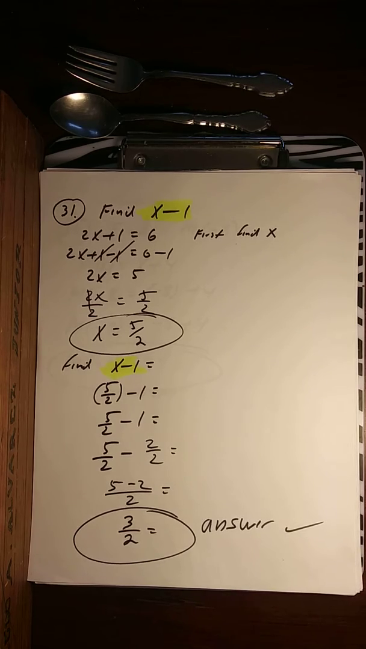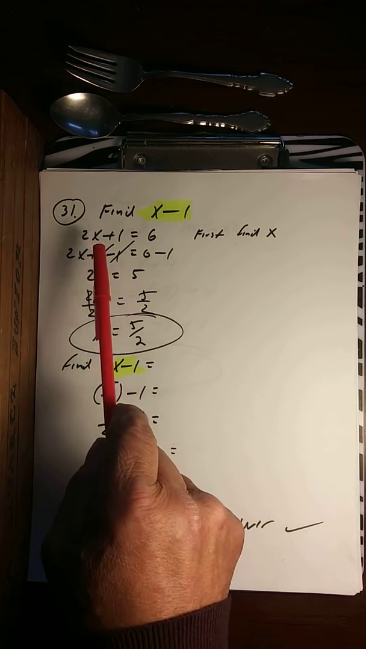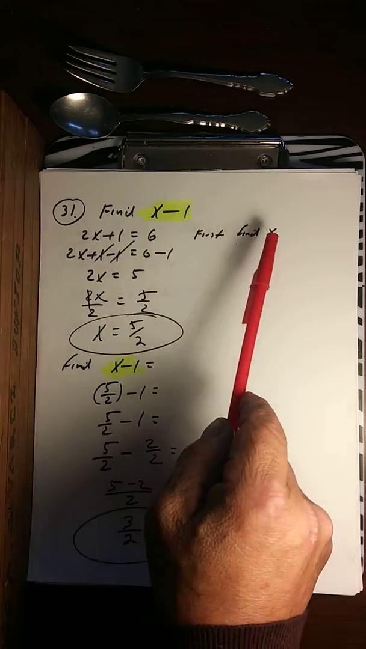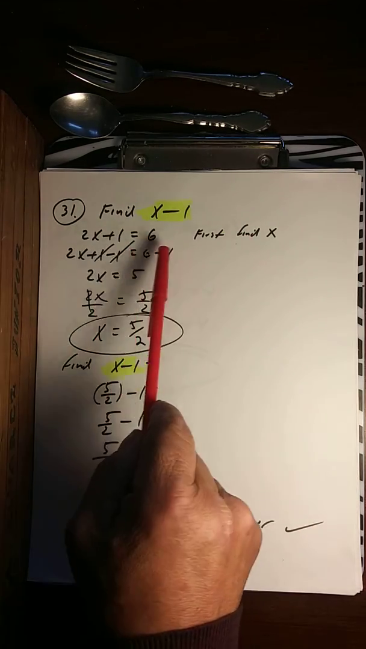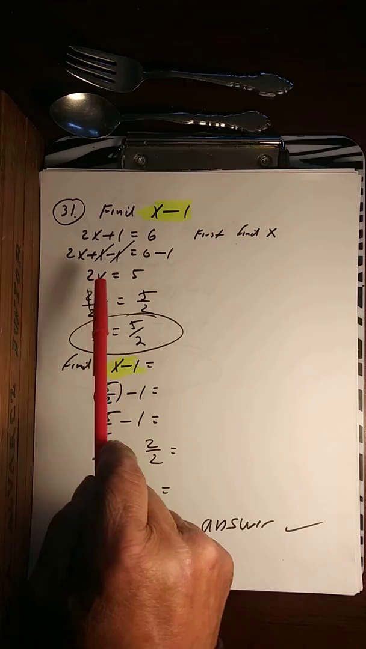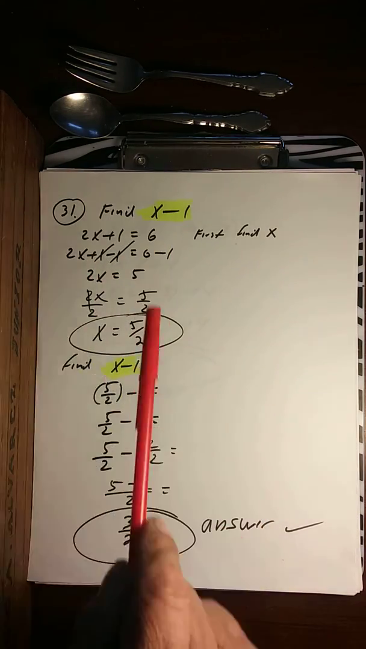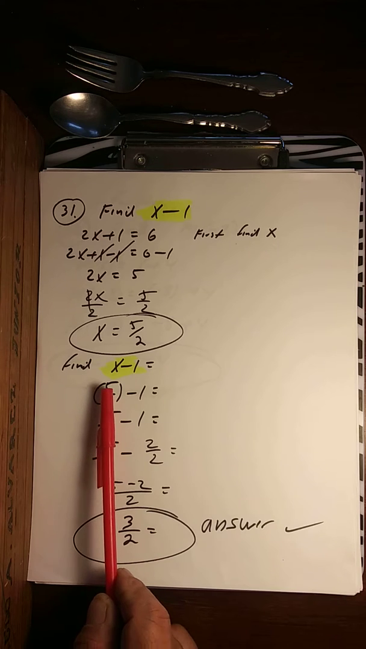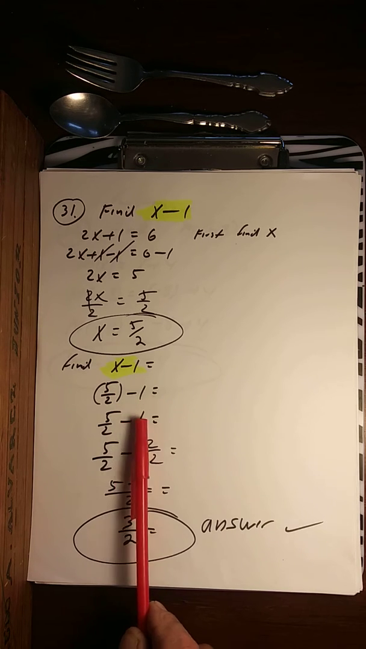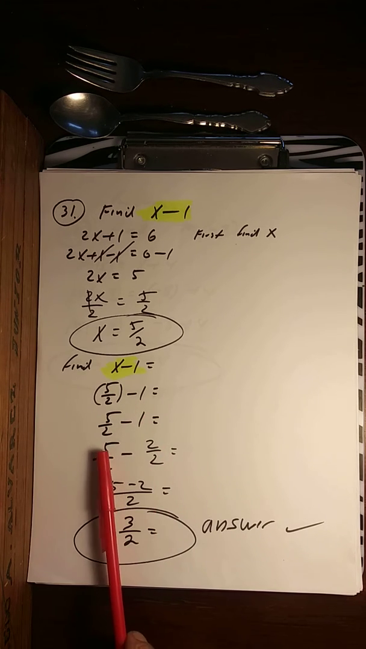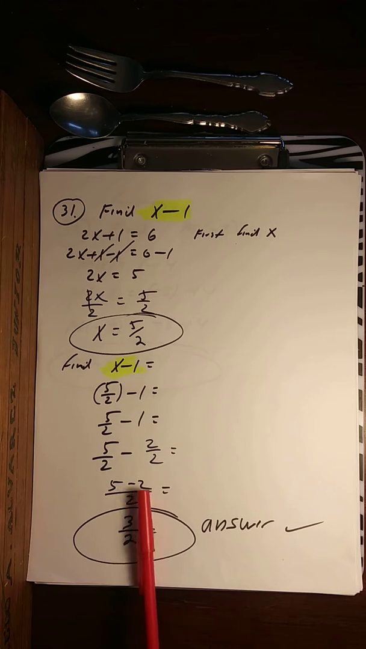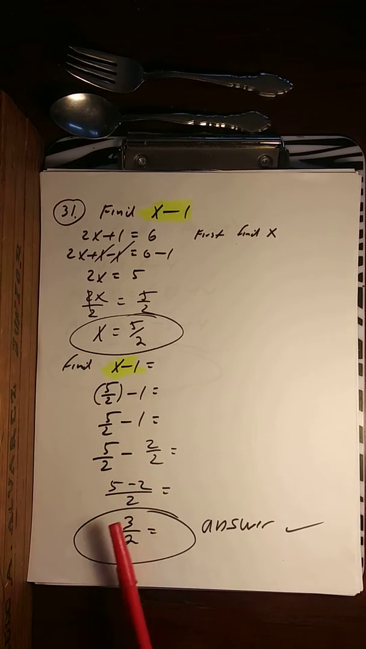This one. We have find x minus 1. So first, let's find x first. Add 1, minus 1 both sides. So we have 2x equals 5. Divide by 2. So x is 5 over 2. But that's an x. We don't want that. We want x minus 1. Put it back in there. Substitute in there. So 5 over 2 minus that. 5 over 2 minus 1, which is 2 over 2. So now we have 5 halves minus 2 halves is 5 minus 2 over 2. It's 3 halves. This is the answer right here.